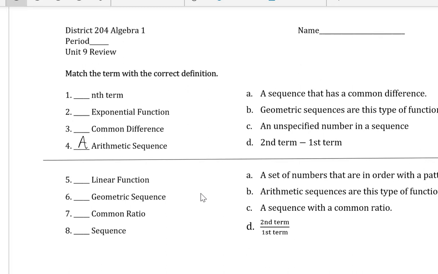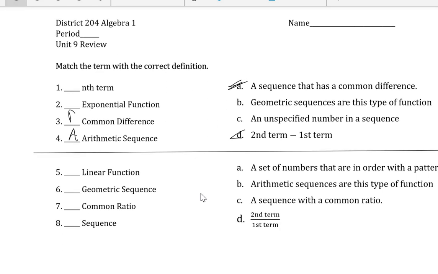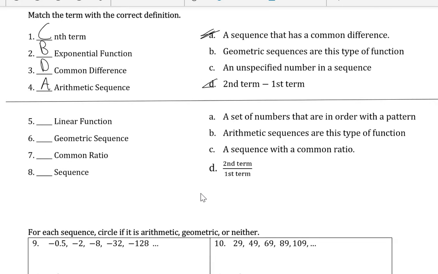The common difference, well, that would be the second term minus the first term. Exponential function is, well, that's another word for a geometric sequence. And the nth term is just an unspecified term in a sequence. Linear function, well, that's just another way of saying an arithmetic sequence.